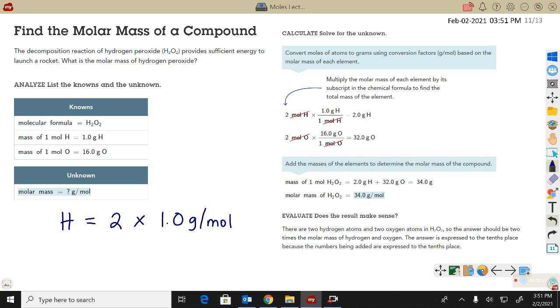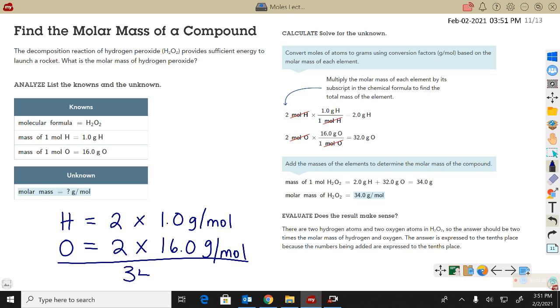Then I go to my next element, oxygen. There are 2 moles. And I look on my periodic table, and the molar mass really is about 16 grams per mole. I'm okay if you want to show your work like that. I mean, you're still going to get the same answer. If I can estimate here a little bit, 16 times 2 is 32, 32 plus 2, that's 34 grams per mole. That's the molar mass of H2O2.